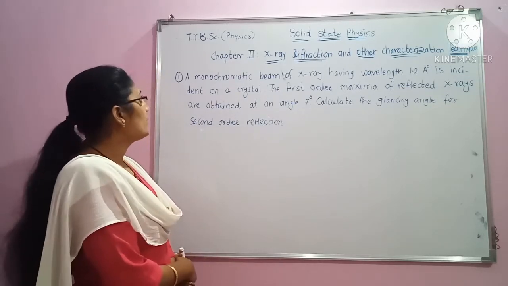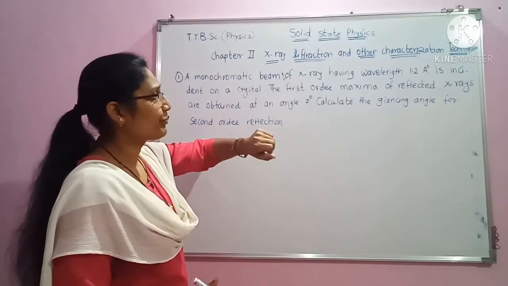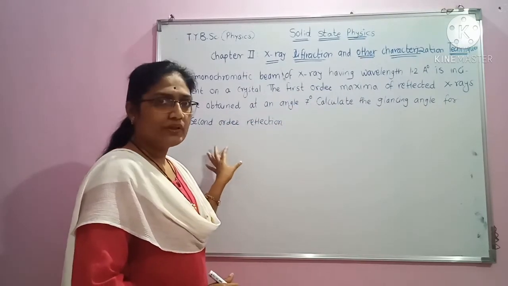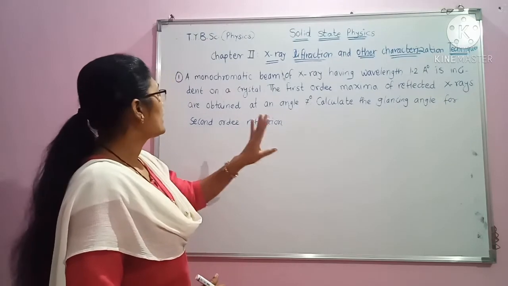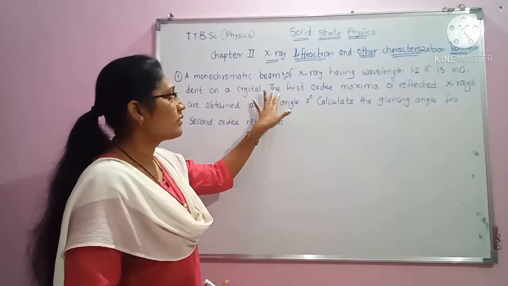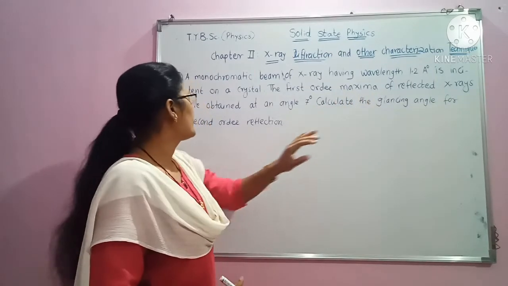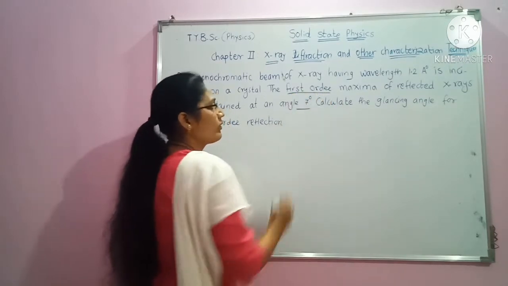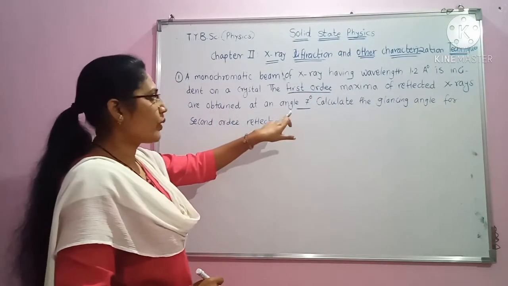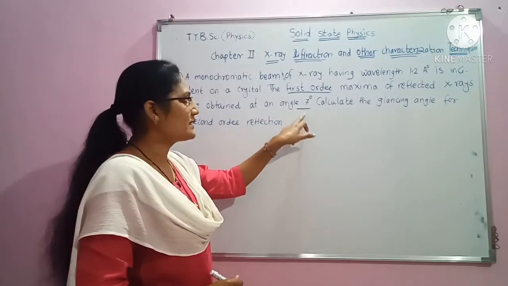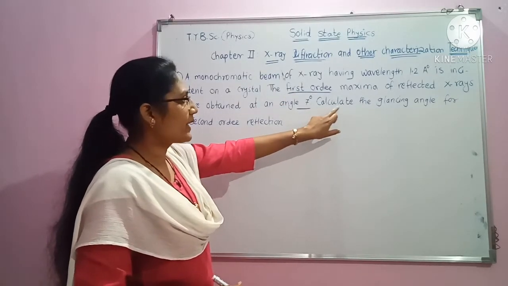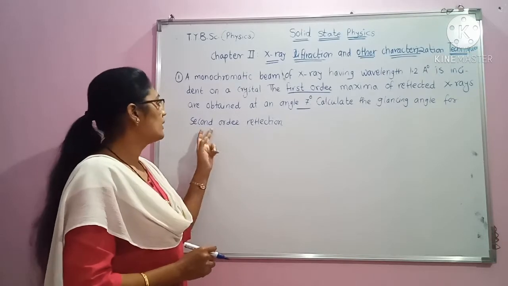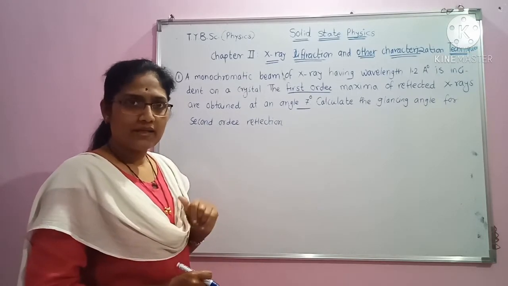So what is our example? A monochromatic beam of X-ray having wavelength 1.2 angstrom. The wavelength of the beam of X-ray is given as 1.2 angstrom. It is incident on a crystal. The first order maxima of reflected X-ray are obtained at an angle of 7 degree. The first order maxima obtained at an angle of 7 degree is the glancing angle for first order maxima. Calculate the glancing angle for second order reflection. It means that we have to consider two orders, first order and second order.